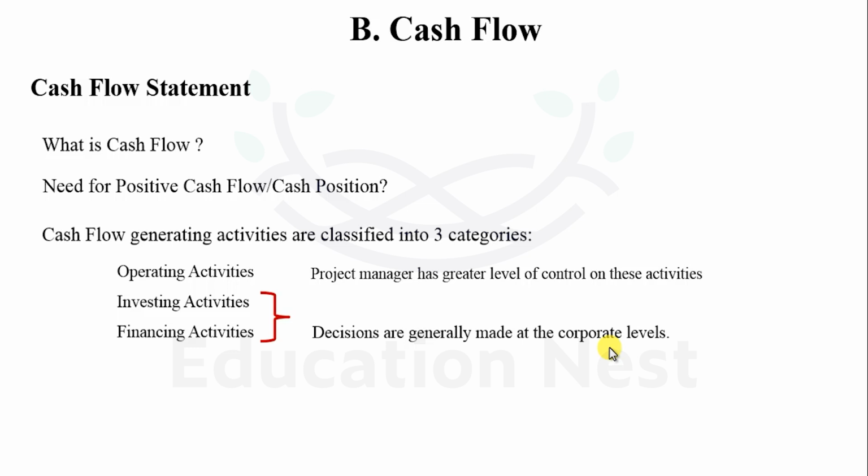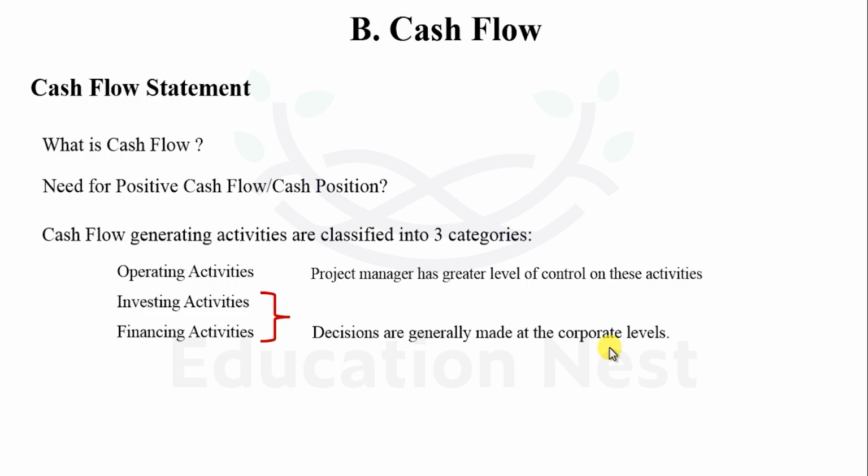However, as we go ahead and see the examples, you'll understand that to a certain extent, even as a project manager, you do exercise some control over the investing and financing activities. But the main area under your control is the operating activities related to your project. So before we go into the depth of this and see examples, I just want to give you a quick heads up as to what these three activities are.